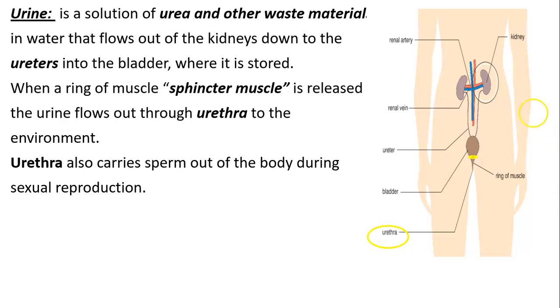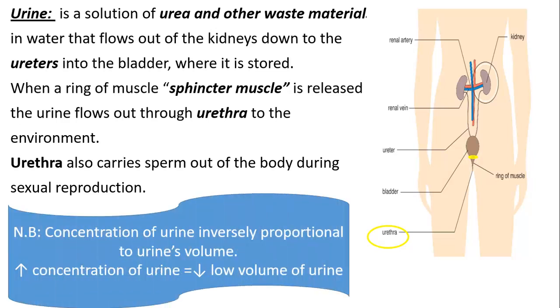Actually, the urethra here, this tube that is there to get rid of the urine, is not only for urine. In males, it's also responsible for the getting out of sperms during sexual reproduction. So it carries sperms out of the body during sexual reproduction. This is very important for you to know, that the concentration of urine is inversely proportional with the urine volume.